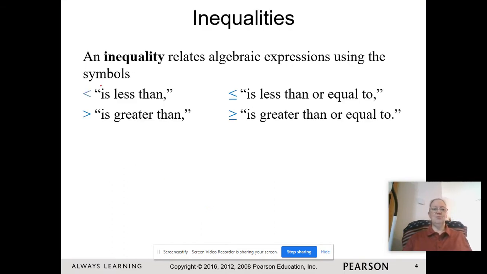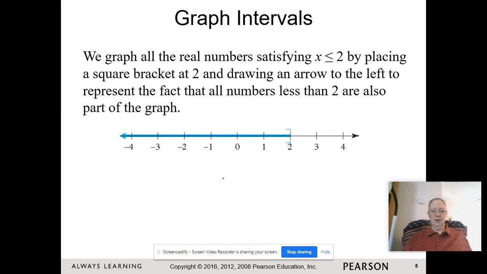All right, inequalities, remember, is less than, is greater than, is less than or equal to, is greater than or equal to. Let's suppose we have x is less than or equal to 2, and we want to put it on a number line. Because the variable is on the left, we shade in the direction it's pointing. It's pointing to the left. And because it's equal to, we're going to use a bracket. If we had x is less than 2, we would use parentheses instead. So remember, if it's equal to, you use a bracket. If it's just less than, you would use parentheses.